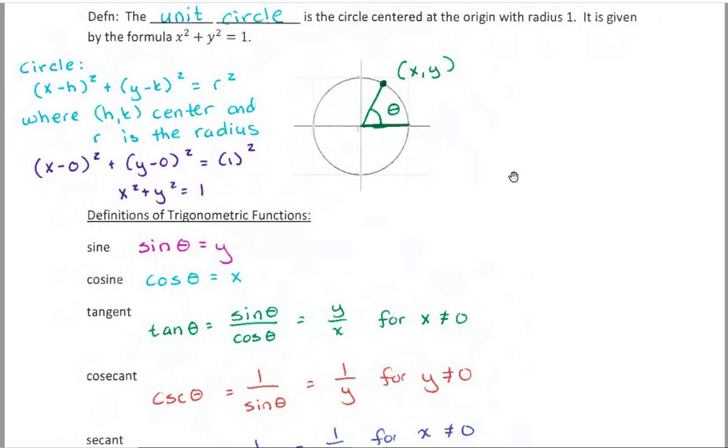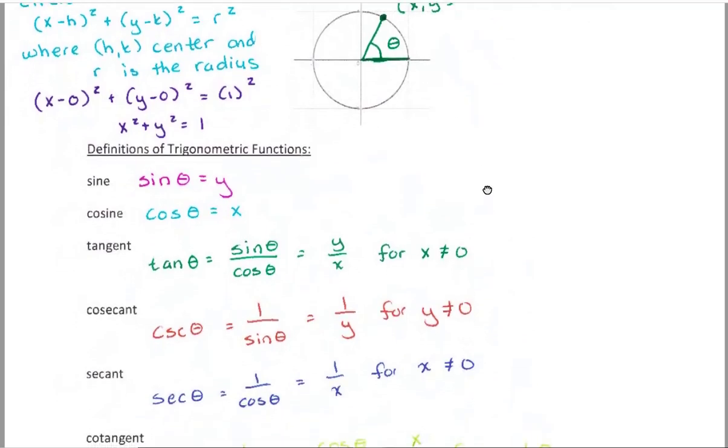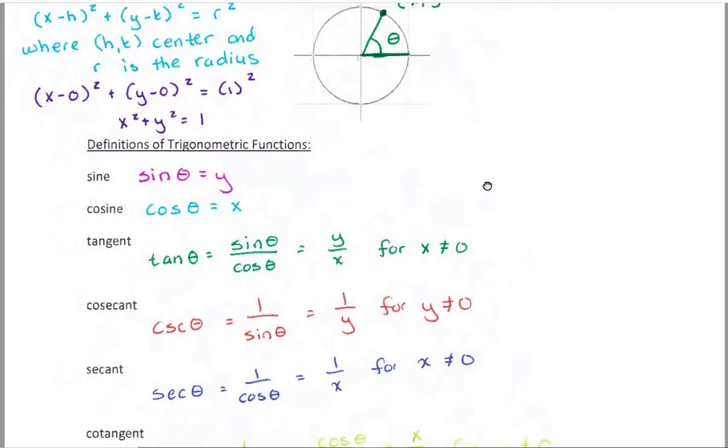Now, for any point on that circle at all, you can take any point on here and call it an x comma y. And for that point, you can form a central angle in standard position where the initial side is the positive x-axis and the terminal side ends at that ordered pair. And we get this central angle theta. Now, we have 6 trigonometric functions we're going to start with. We have the sine, the cosine, the tangent, the cosecant, the secant, and the cotangent.